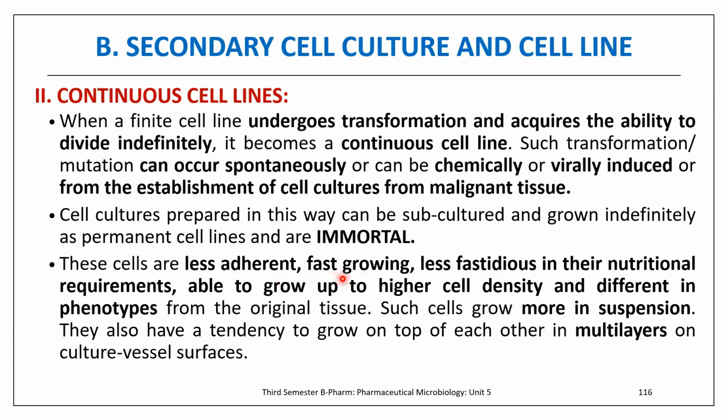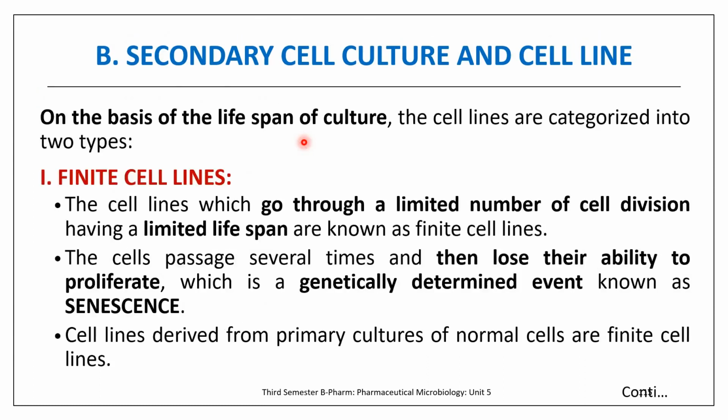These cells are less adherent, fast growing, less fastidious in nutritional requirements, able to grow up to a higher cell density, and different in phenotype, and they will grow more in suspension. So this kind of continuous cell culture has more advantages and more applications in animal cell culture. Okay, so these are the different types of animal cell culture.